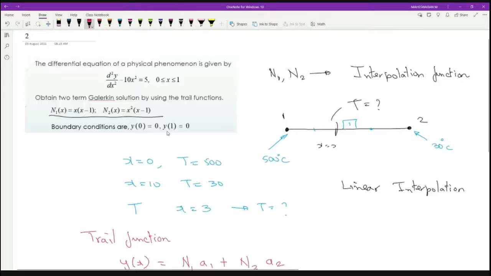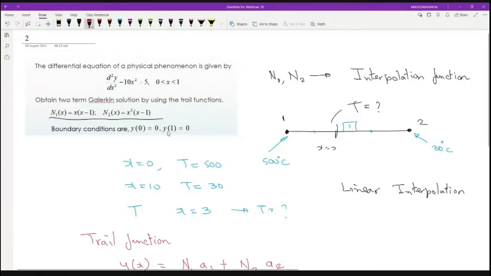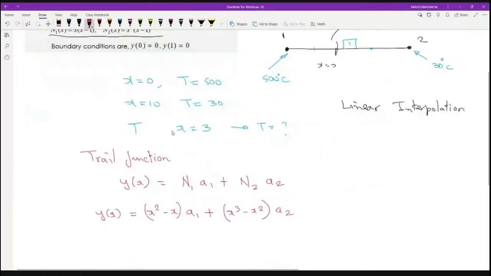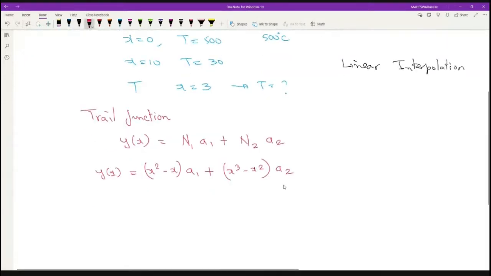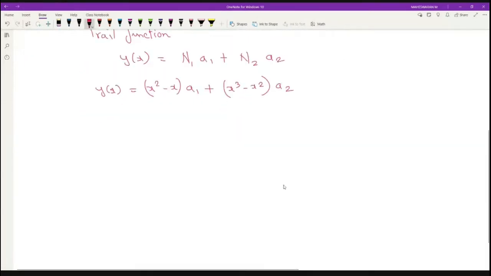Now the procedure is the same, whatever we follow. First, let us identify whether the trial function satisfies the boundary conditions. When x is equal to 0, y is 0. Substitute it, yes, it is satisfying. When x is equal to 1, y is 0. Substitute it, that is also satisfying, which means no need to reduce this again. This trial function is my final. Now, what I have to do? I have to solve by using the Galerkin method. How many unknowns are here?